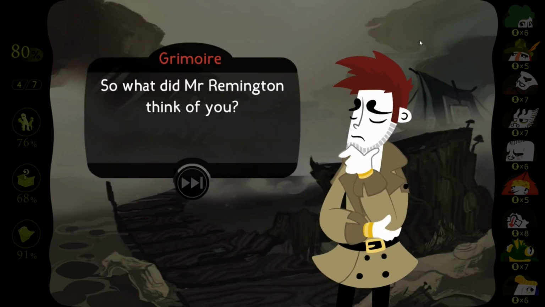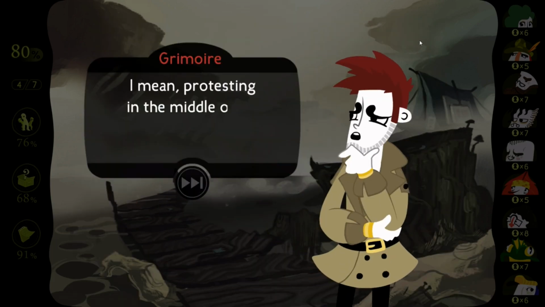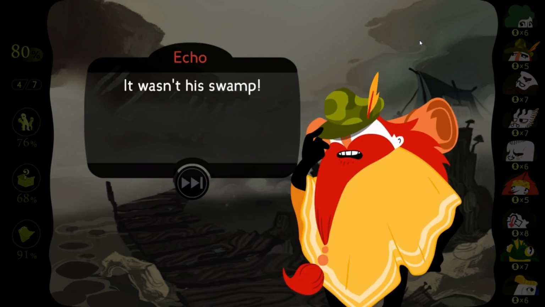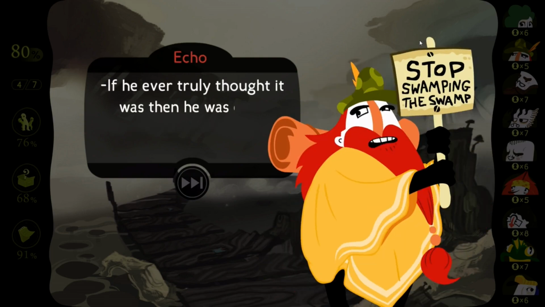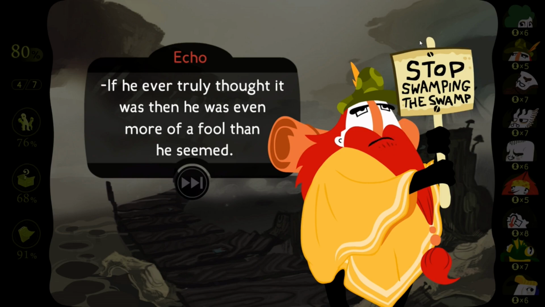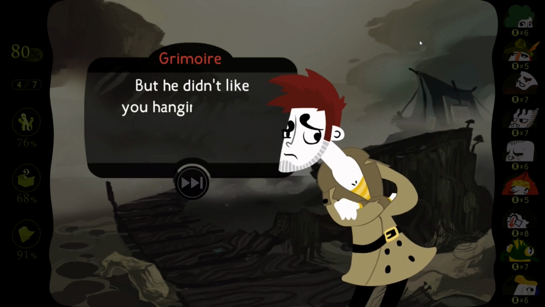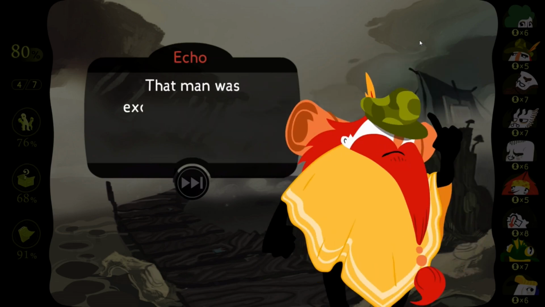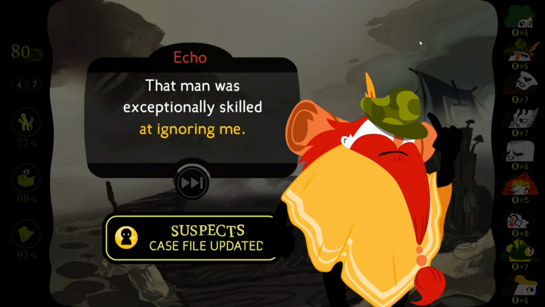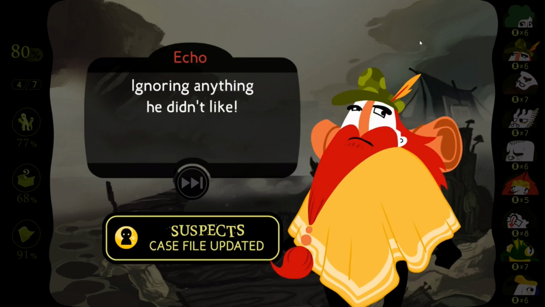So what did Mr. Remington think of you? I mean, protesting in the middle of a swamp every day. It wasn't his swamp. If he ever truly thought it was, then he was even more of a fool than he seemed. But he didn't like you hanging around, right? That man was exceptionally skilled at ignoring me. Ignoring anything he didn't like.